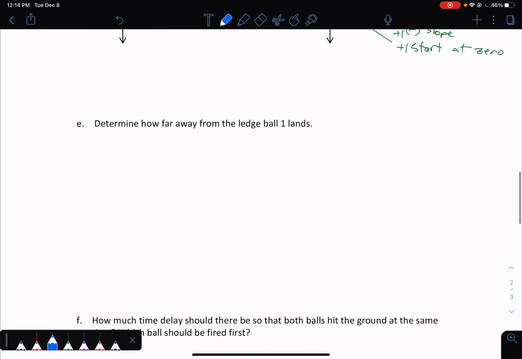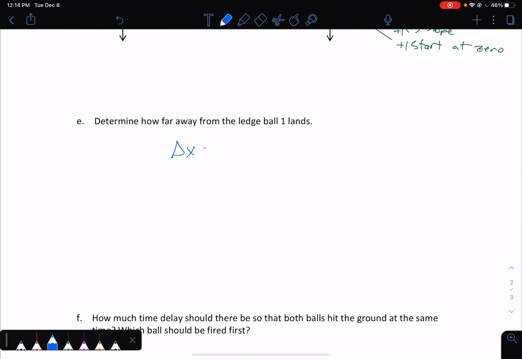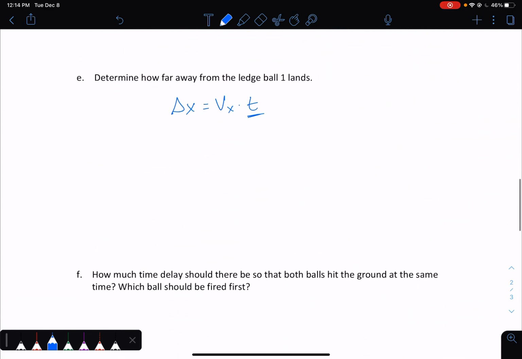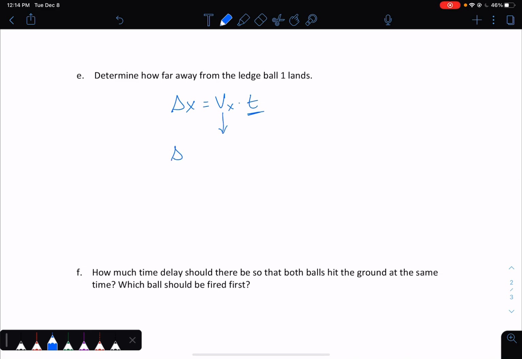How far away does the ball land? So this is a range question. Delta x is vx t. And as long as you use the time that you solved for in part B, even if that time was wrong, you still got credit. And then Vx is that initial velocity, that 20 meters per second. So this is the time you got from part B. This is 20 meters per second. And as long as you did both of those things, you didn't even have to multiply them together. As long as you showed how to get it, I gave you the full credit.